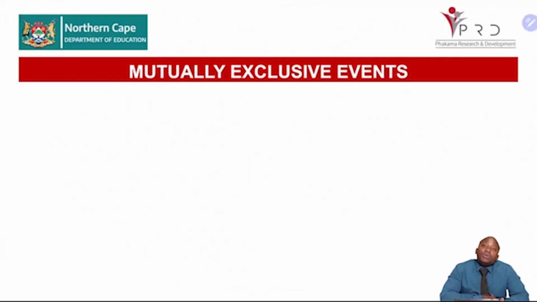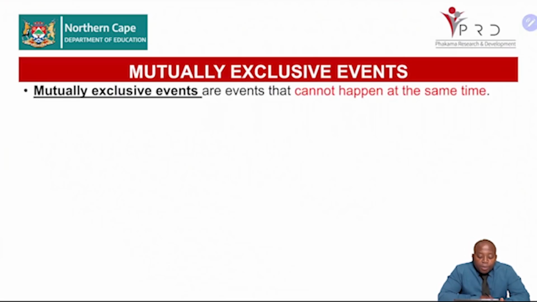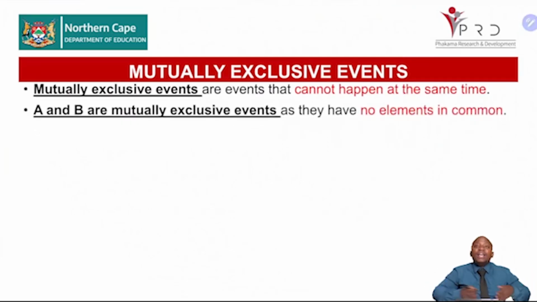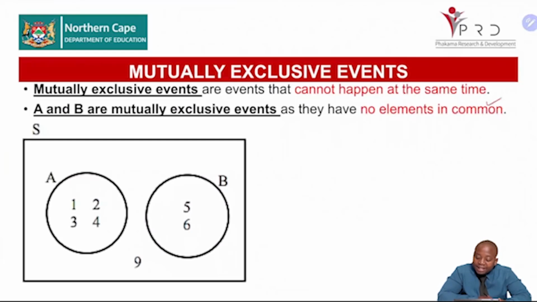Right. Now let's look at what we call mutually exclusive events. Mutually exclusive events are events that cannot occur at the same time. So exclusive, the word there, to exclude. We're excluding here. A and B are mutually exclusive events as they have no elements in common, so there won't be any intersection. Event A has its own elements, which are 1, 2, 3, 4, and event B has its own, which are 5 and 6 alone. Then we have 9, which belongs to neither.